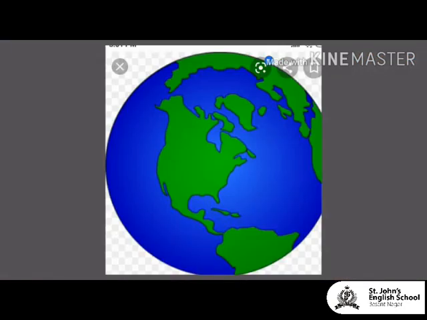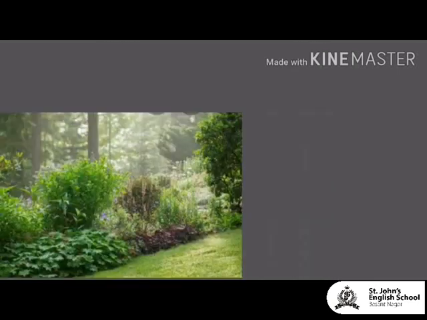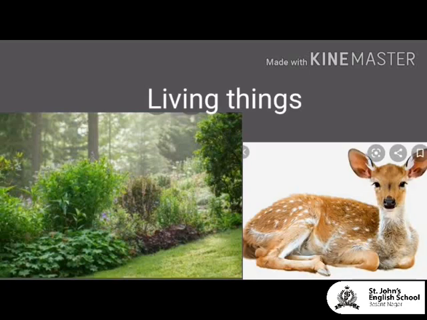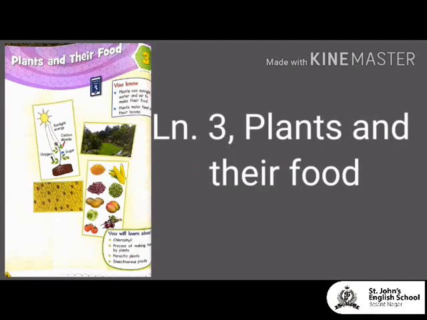Our planet Earth is full of amazing things. You all know that, each having its own characteristics and importance. Nothing exists without any purpose. All things that have life fall under the category called living things. These things you have already studied in your lower classes. Just we are recalling, living things can be further divided into two broad categories, plants and animals. So today in Lesson 3 we are going to learn about plants and their food.